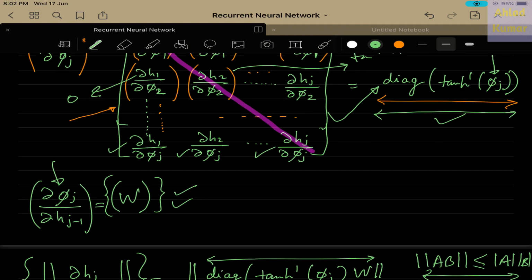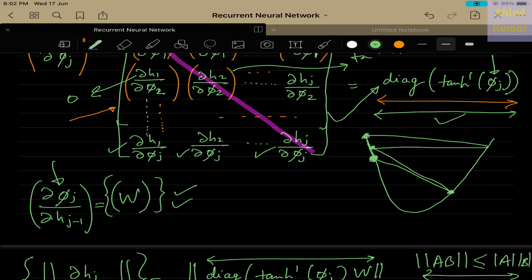Let me explain that. If you have a convex function like this, and if you take the derivative at this point, and this derivative is very high, then in the next update, W may move from this point to this point. And then in the second update, it might again move to this point, and in the third update, it will move to this point, and so on. If this type of situation happens, you will never hit the minima and your gradients will explode.